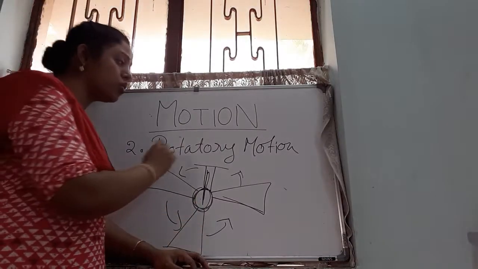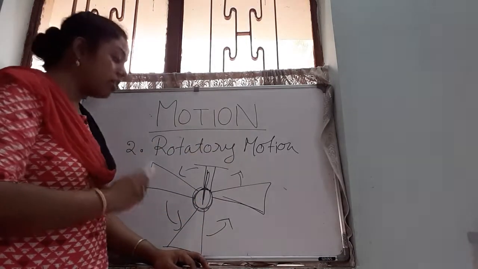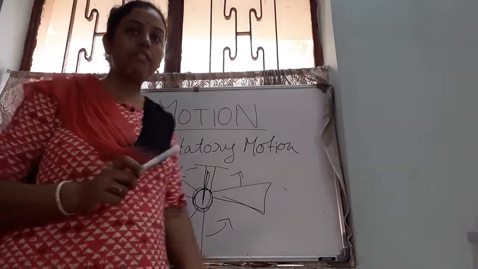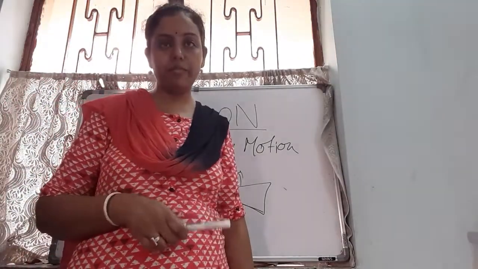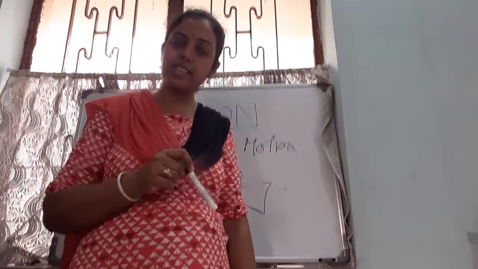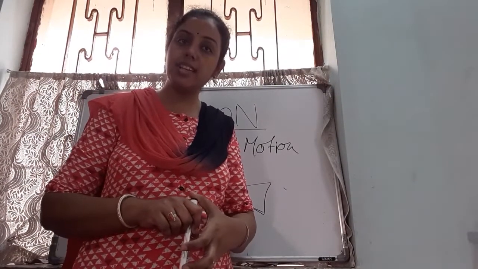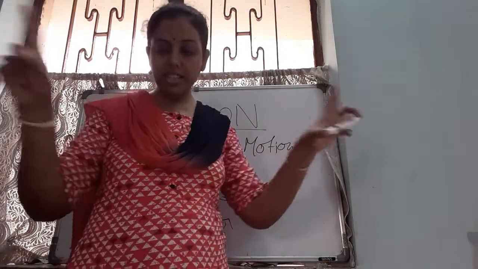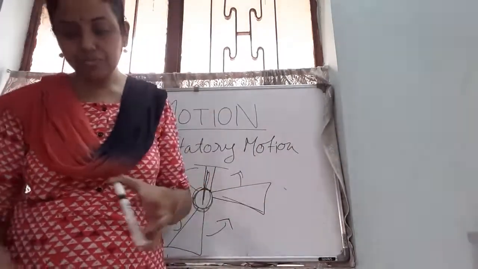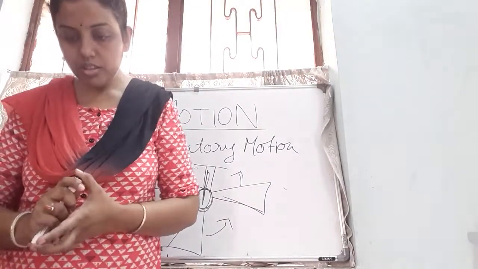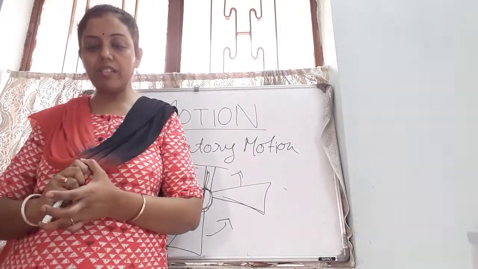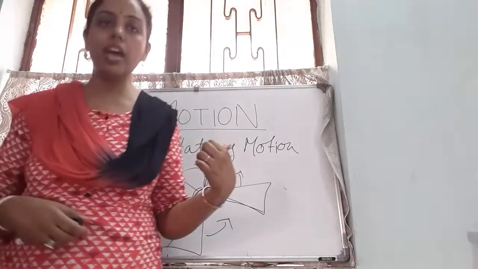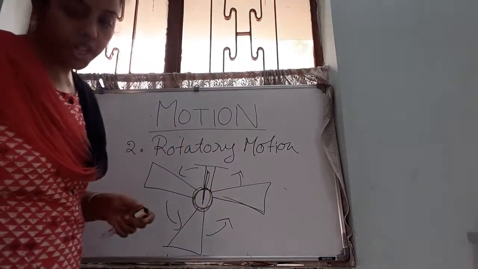So in case of rotatory motion, the body parts cannot travel the same distance at the same time. The part that is near the axis travels less distance at the same time than the part that is away from the axis. So this is rotatory motion.